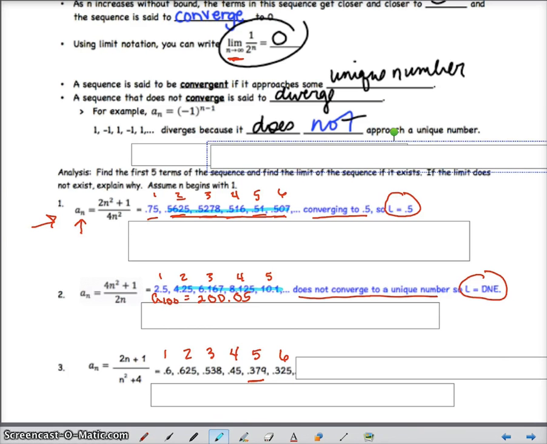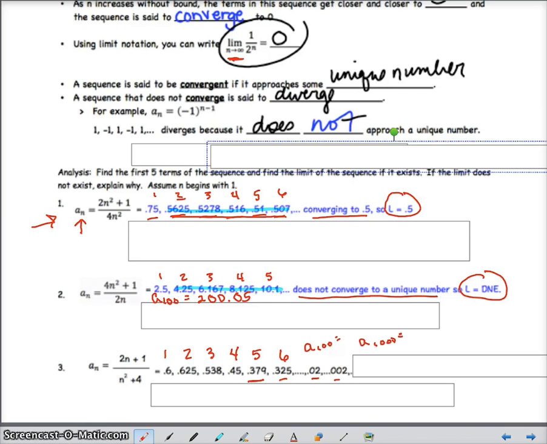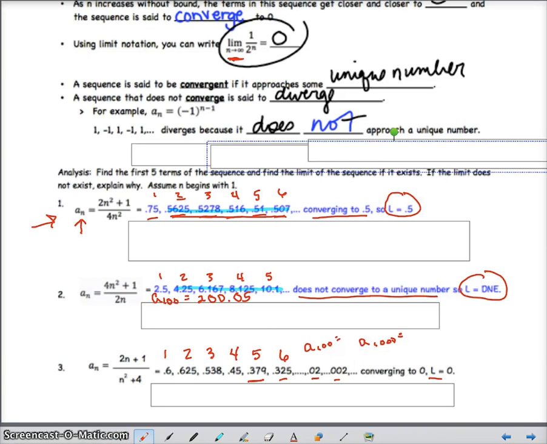So I decided to go ahead and plug in 100, and when I found a sub 100, I had gone from 0.32 to 0.02. Then I started to think, okay, I think I know what I'm converging on, but I decided to go ahead and try 1000. So I tried a sub 1000, and that gave me this value of 0.002. So what I'm noticing is as n gets bigger and bigger and bigger, my y value is changing very slightly, but I think it's converging to 0. And so I would say here that my limit is 0.